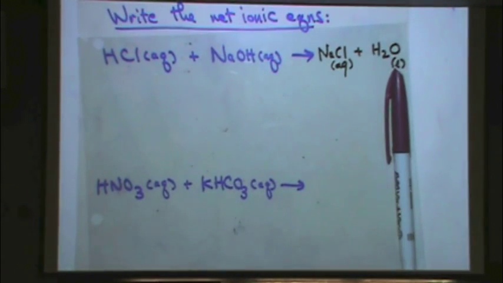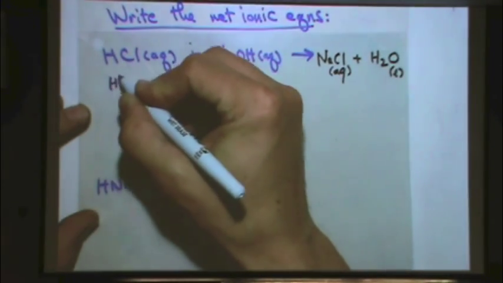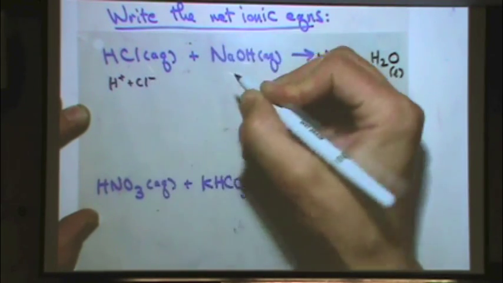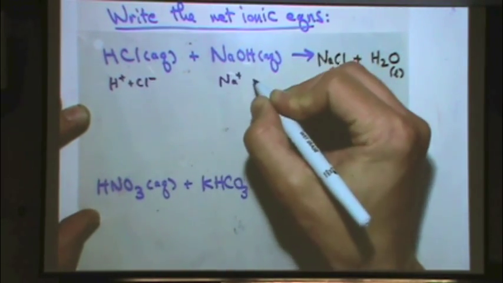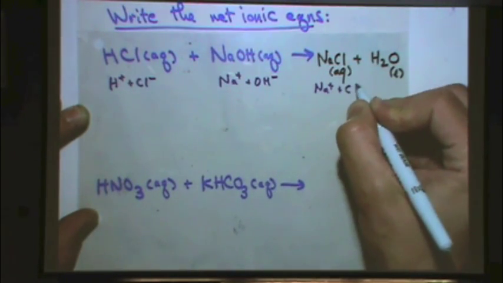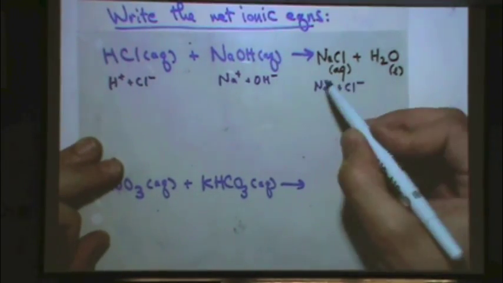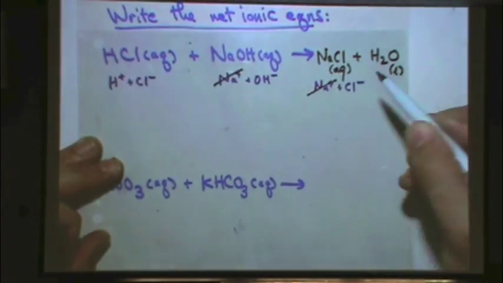How about this one? No, because it's a liquid. Liquids are not strong electrolytes. So what does that mean? Electrolytes ionize. So you would write H plus and Cl minus, and sodium plus and OH minus, and sodium plus and Cl minus. But I'm not going to do that for water because it's not a strong electrolyte. And now you just cancel stuff that appears the same on both sides, and that would be sodium and chlorine.